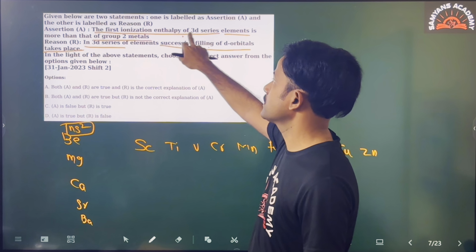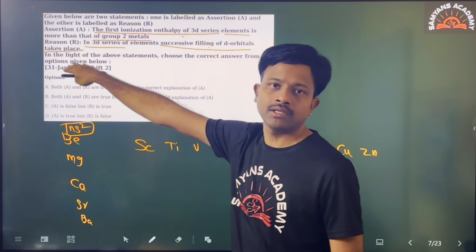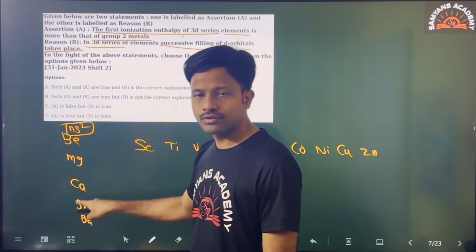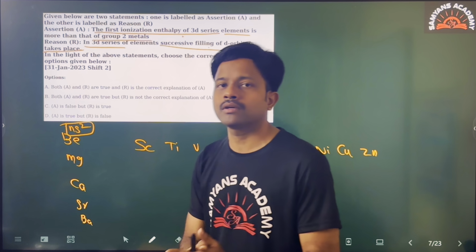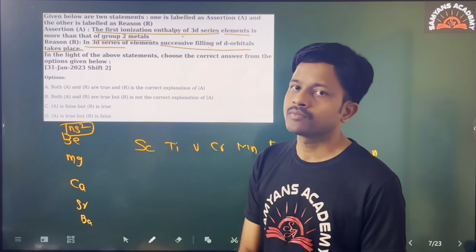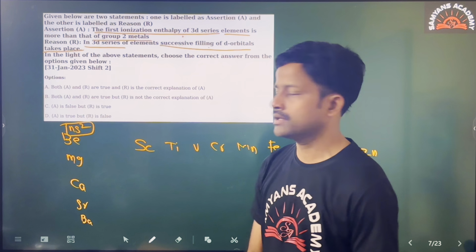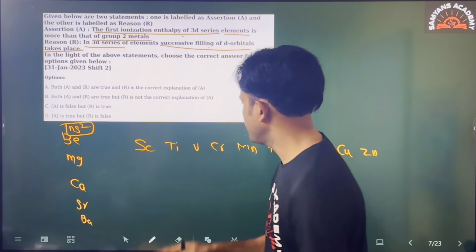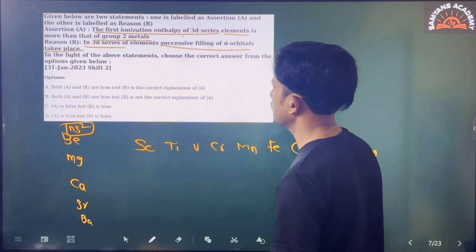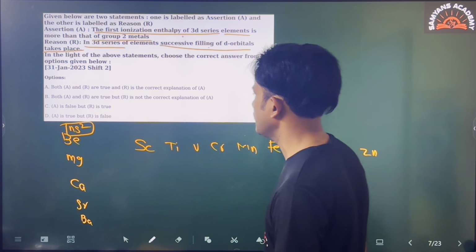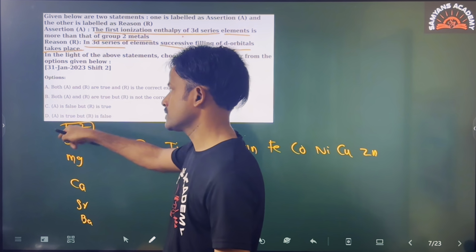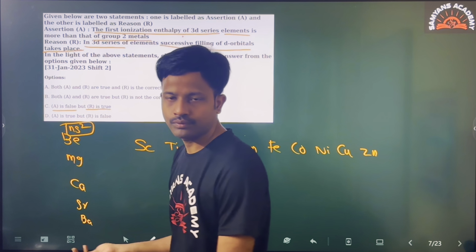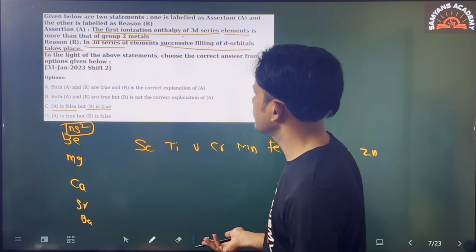The statement that the first ionization enthalpy of 3d series elements is more is not correct. The second group elements have the common electron configuration ns2, which is a filled configuration, and these elements have more ionization energy compared to the 3d elements. So the first statement is false, and the next statement R is true. Okay, your option C is matching.